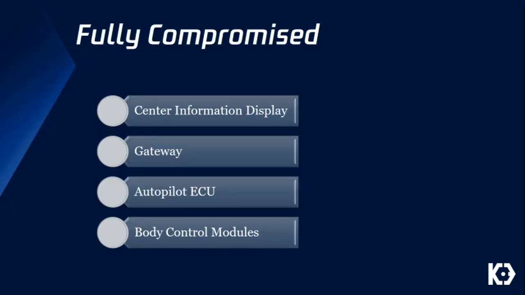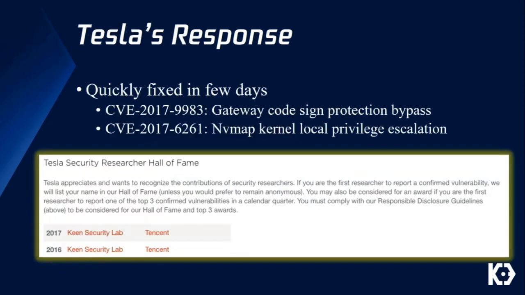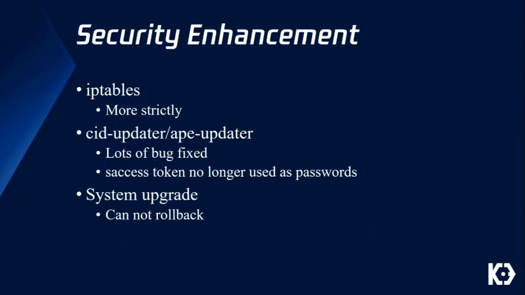Now we can nearly compromise all the components on Tesla, including CID, Gateway ECU, APE, and other ECUs. So we reported the vulnerabilities in CID and Gateway to Tesla. Tesla fixed them very quickly and helped assign 2 CVE numbers to the vulnerabilities in Gateway and the NVMap kernel module. So this is the second time we successfully hacked into the system of Tesla.